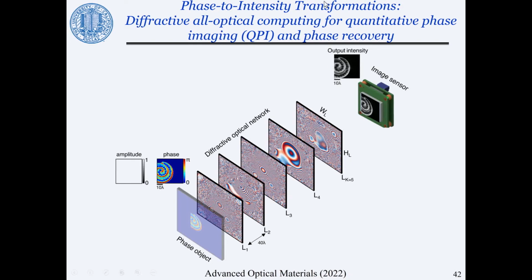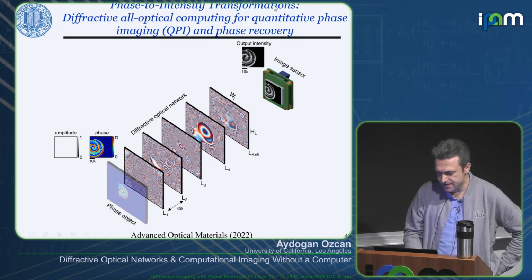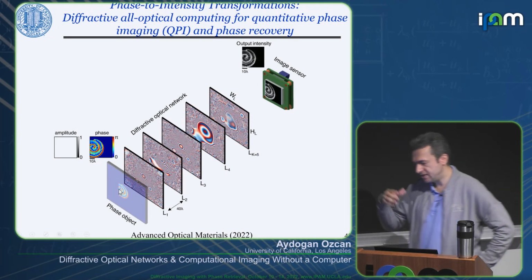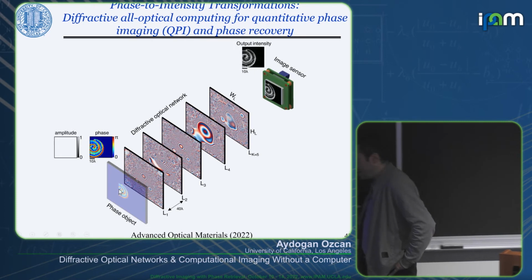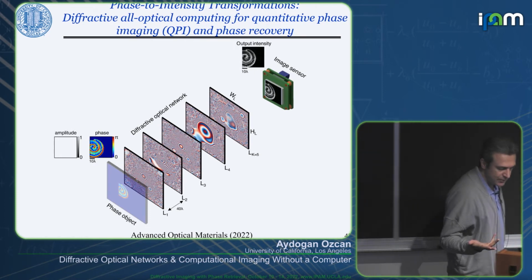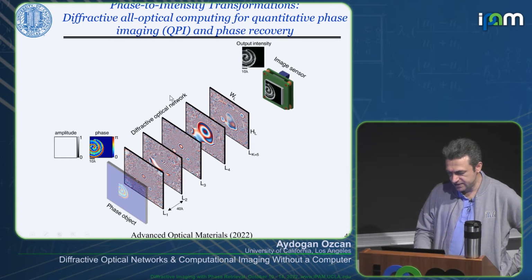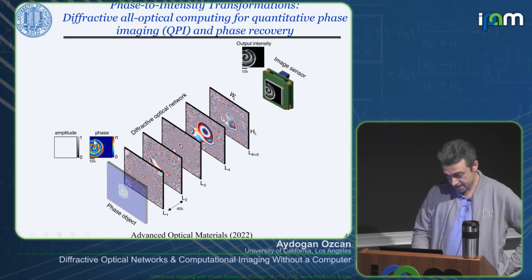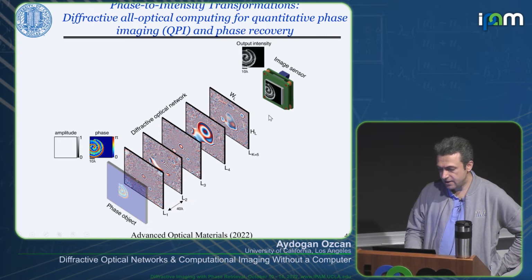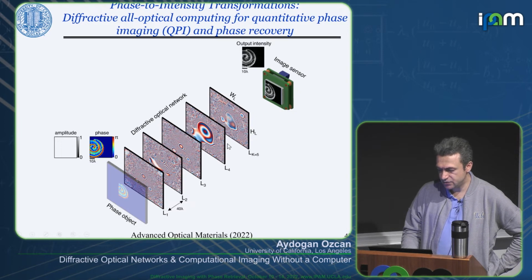We can also do some more exotic transformations, like this one, a phase to intensity transformation. If I have a phase object, a thin object like a cell or a thin tissue sample, it's hard to image the phase information. That's why we invented holography, right? Decades ago. But what if we could use a diffractive network to approximate and take this phase object and convert it into intensity in a quantitative manner, which means the intensity profile here is going to reflect the QPI, quantitative phase information of the object.